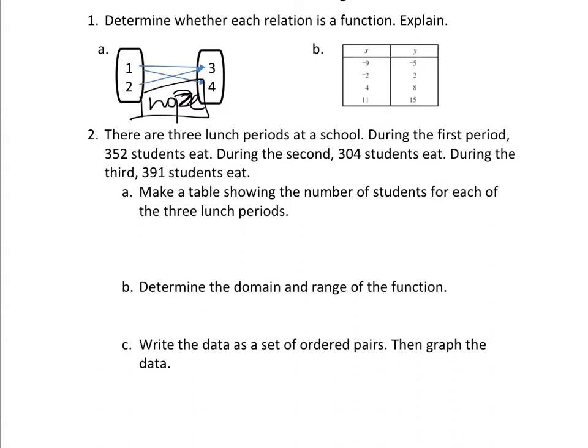And part B. We haven't done it with a table yet, so let's try it now. Again, we look at the domain and see if any number shows up twice. It's -9, -2, 4, and 11. None of them show up twice, so we are all good. Yes, this is a function.